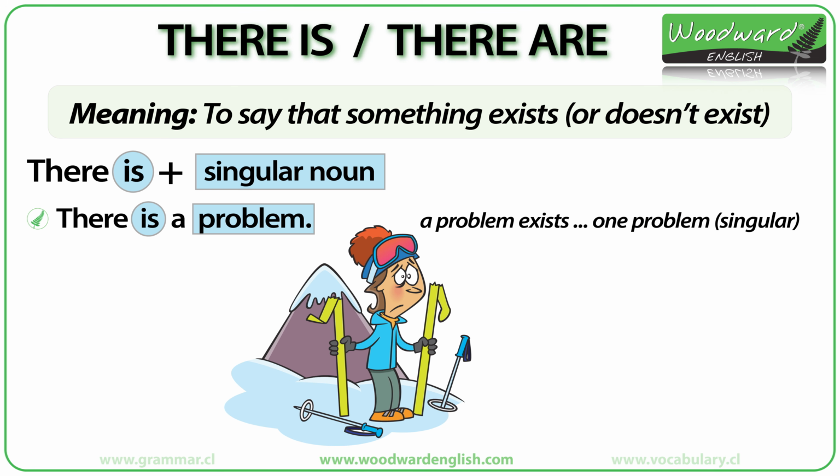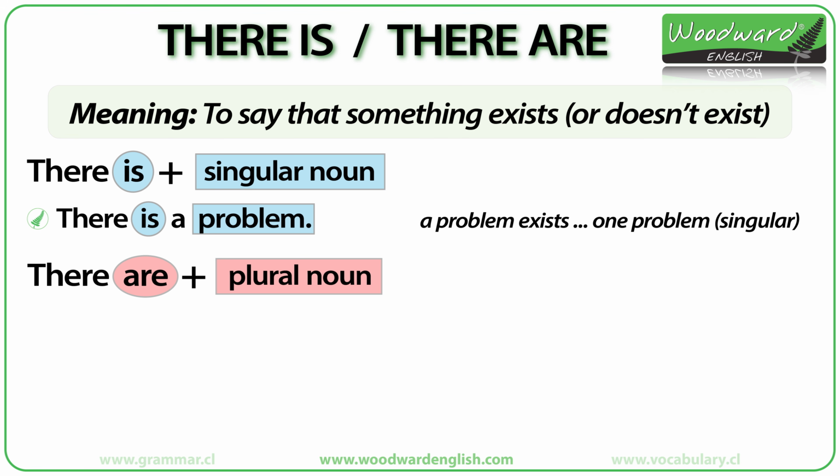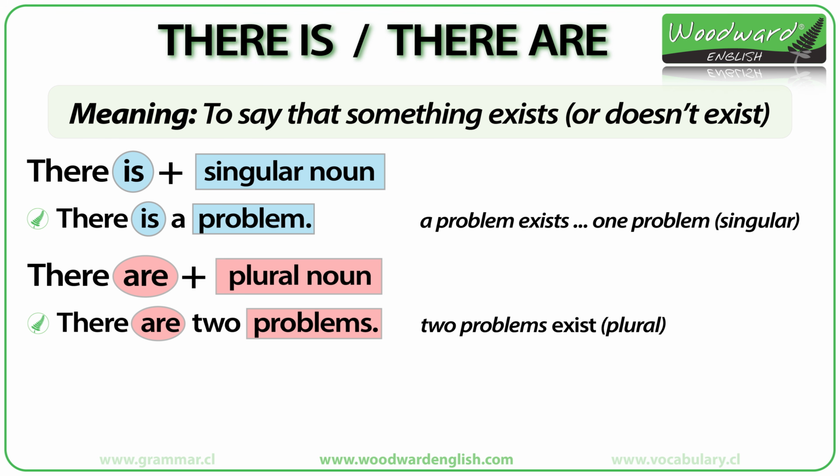Another example. There is a problem. This means a problem exists. One problem, singular. So we use there is. And for two problems, what do we say? We use there are with plural nouns. So it becomes there are two problems. Two problems exist. Problems, plural.